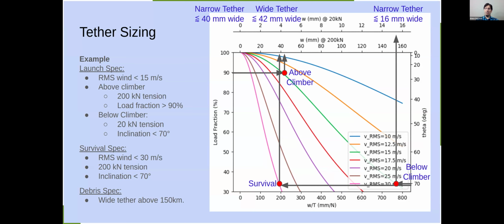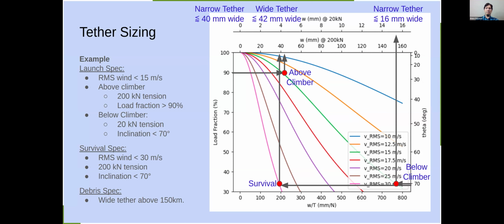Similarly for survival, now I read over to the 30 meters per second line, and I have high tension, and so I'll read off here that I need a ribbon that's less than 40 millimeters. So in this case, I don't actually need to do anything special for my survival spec. I don't have to raise the thin tether. The thick one that the climber can climb is big enough.